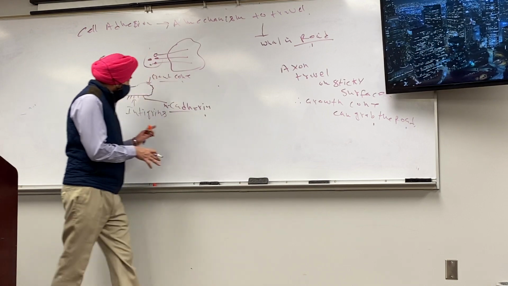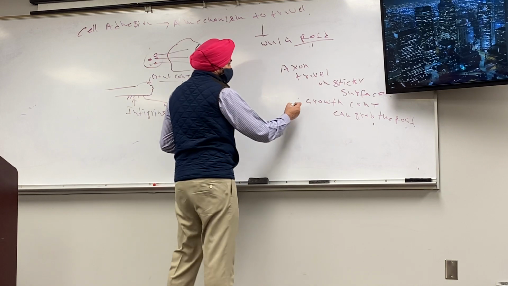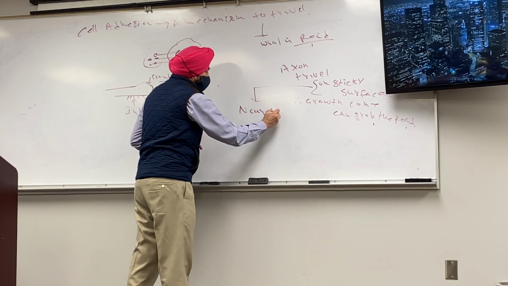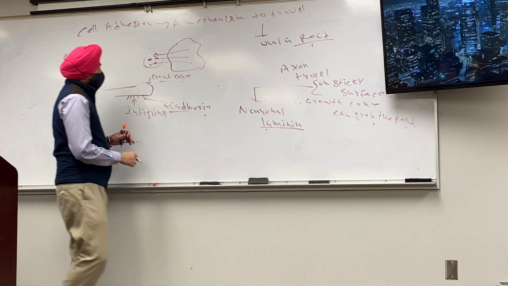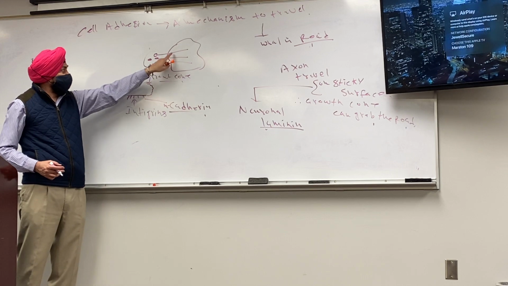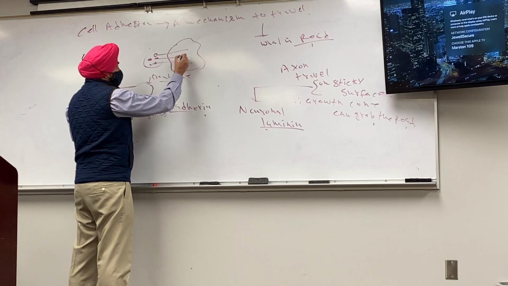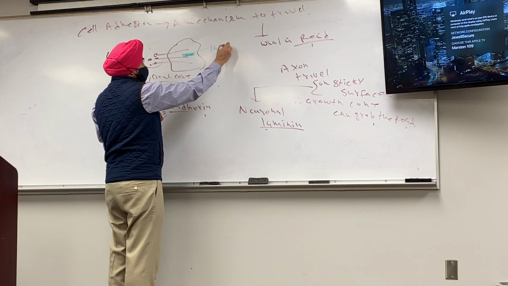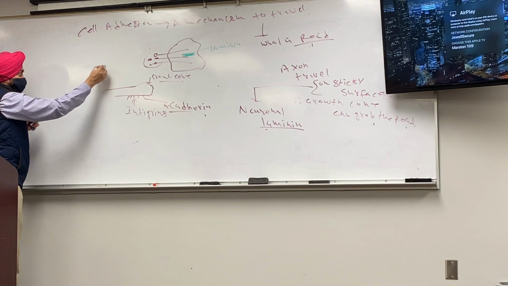Now, what is that sticky surface? The sticky surface is neuronal laminin. So, if this organ is there, which we are just drawing, they are not going to travel like this. They are going to travel only on the area, for example, this area, only this area. This area has laminin. So what is going to happen? Let me draw it here.